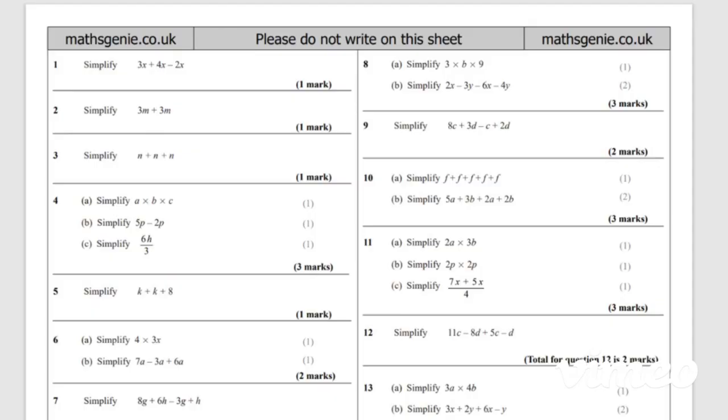And the way we simplify expressions is to collect like terms. So if you are looking at revising this topic further, you can either type in simplifying expressions or collecting like terms. So I'm going to start with question one.